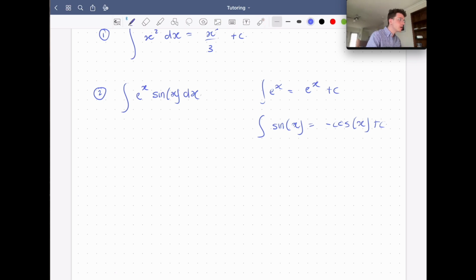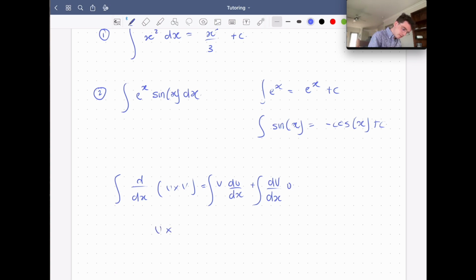So we know that the product rule of differentiation tells us this. d by dx of u times v, hopefully we should all know, is v times du dx plus dv on dx times u. Well, we're after the integral of u times v. So we're thinking, what if I integrate both sides? If we integrate d by dx, we're just left with u times v.